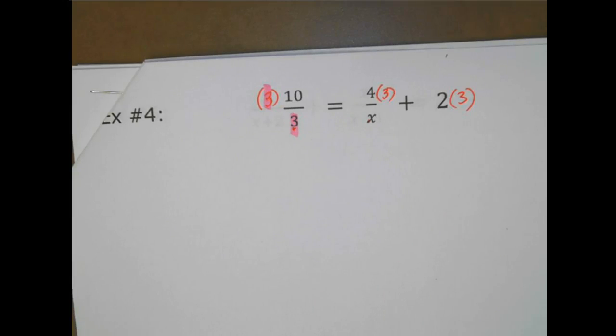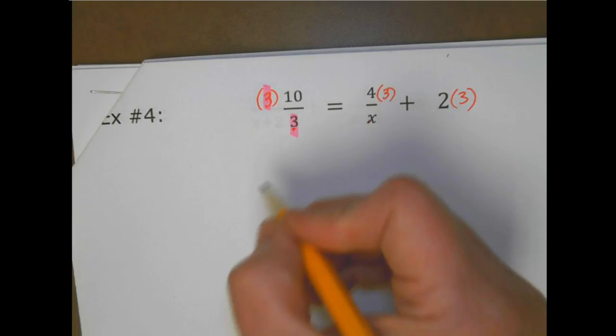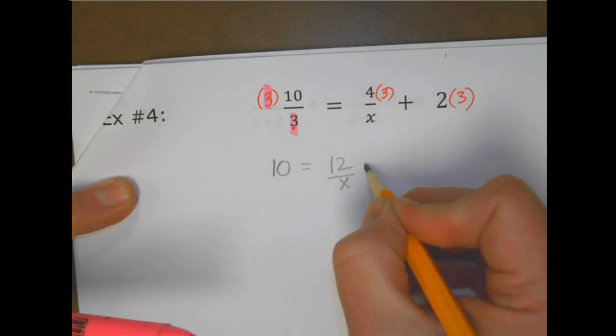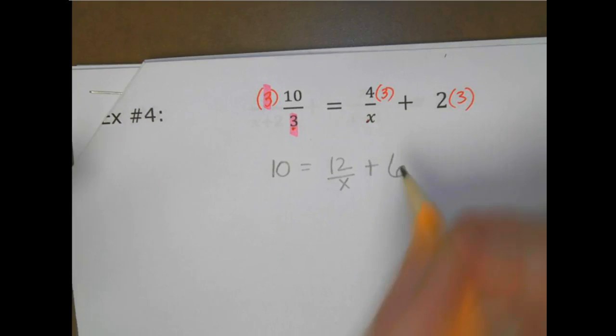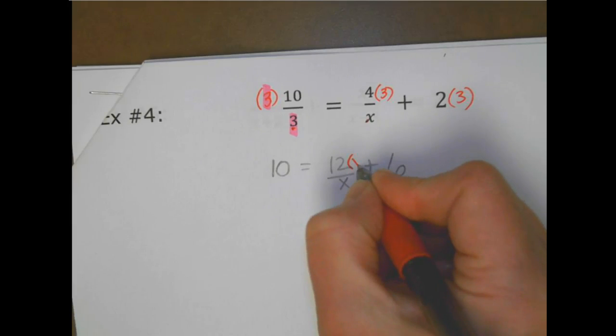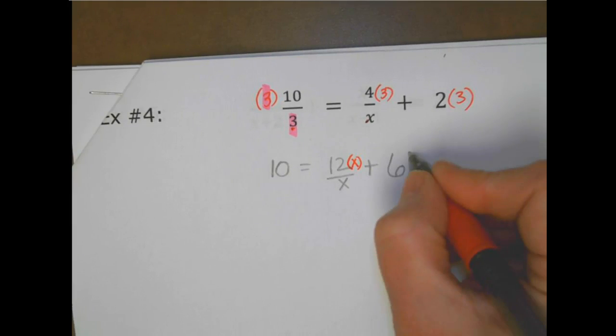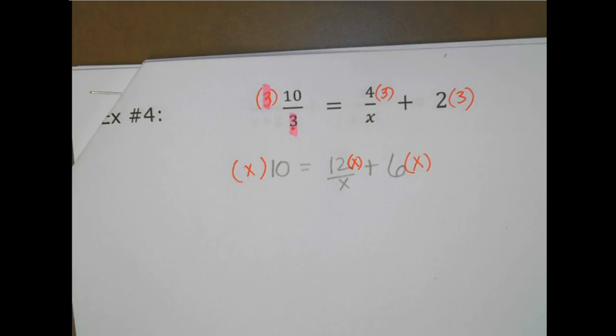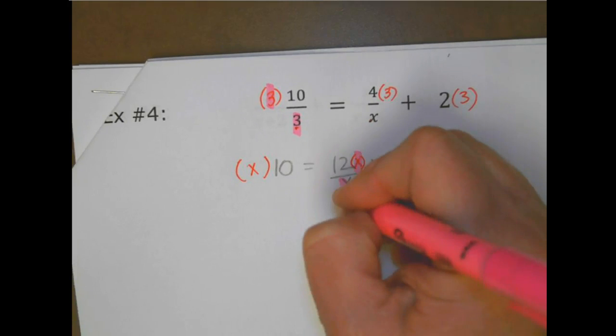Cancel, cancel. So then we're going to have 10 equals 12 over x plus 6. I still have a denominator. I need to cancel the denominator. What is the denominator? So I'm going to multiply by x. I'm going to multiply everything by x. Got an x by every single term there? So that I can cancel, cancel.